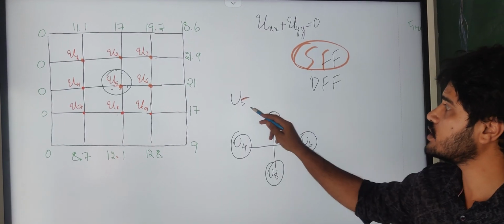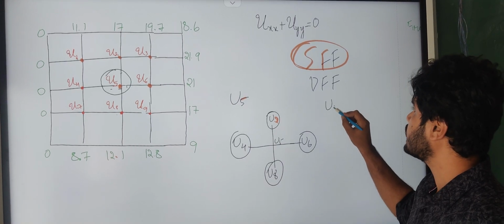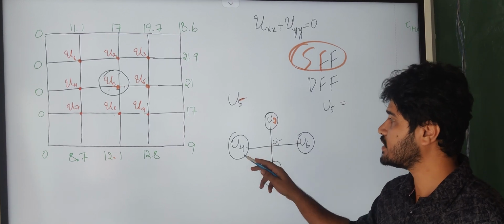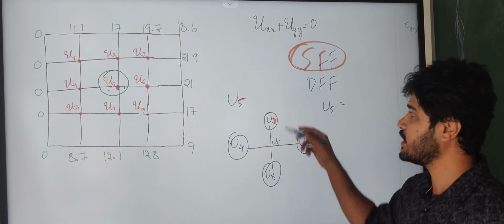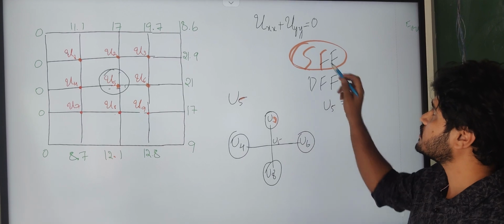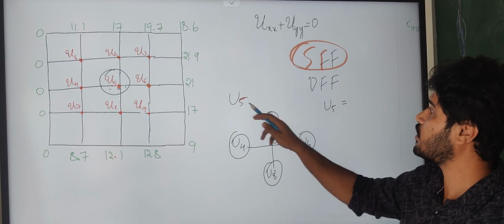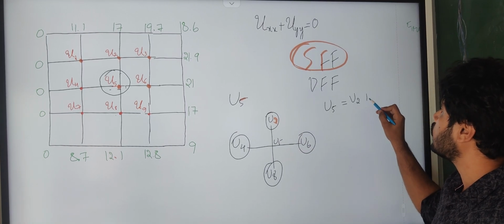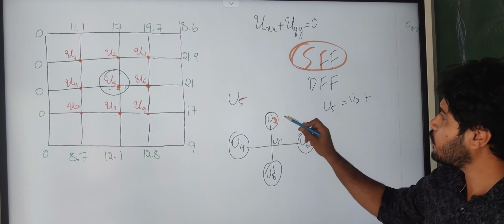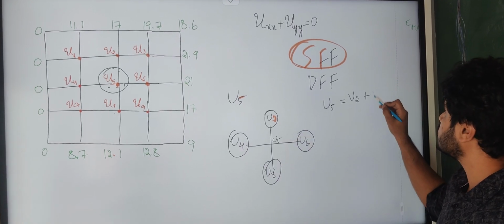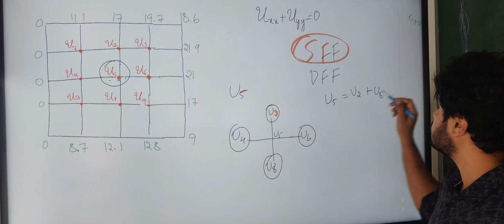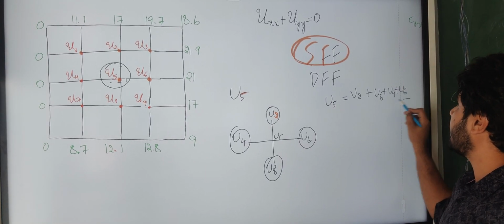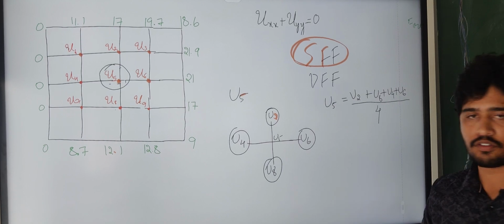So what we will do is to find u5. SFF means we have to add the points which are in the left side, right side, top and bottom, and we have to divide that by 4. So that is the SFF formula for u5. So here I have identified: top point is u2, bottom point is u8, and next is u4, and next point is u6, and the entire thing should be divided by 4.